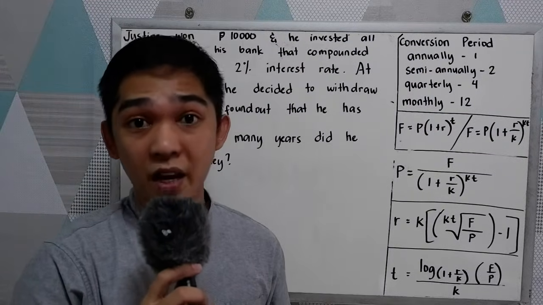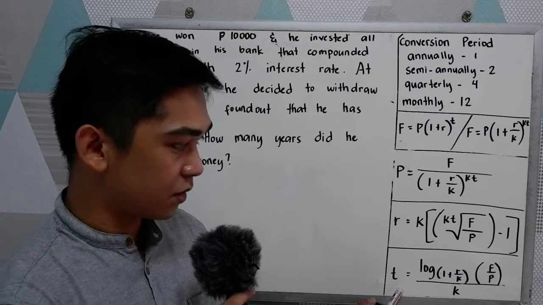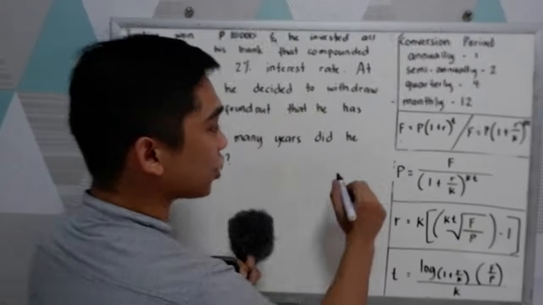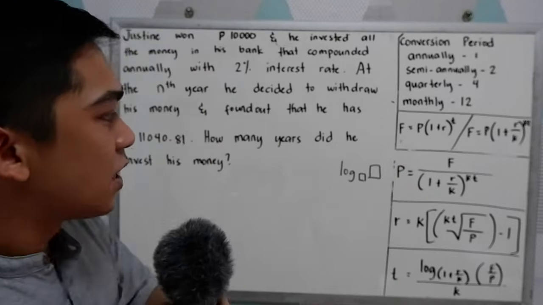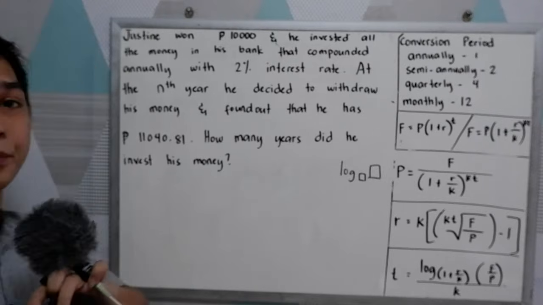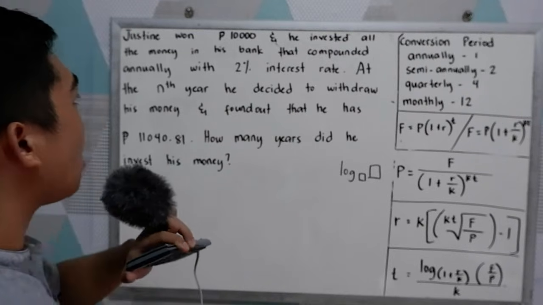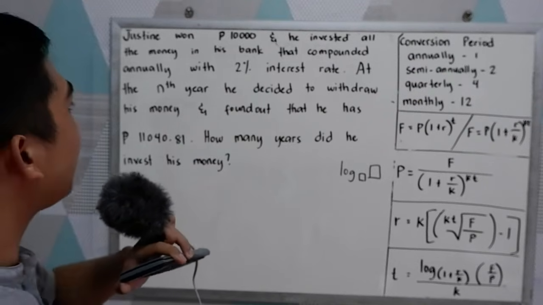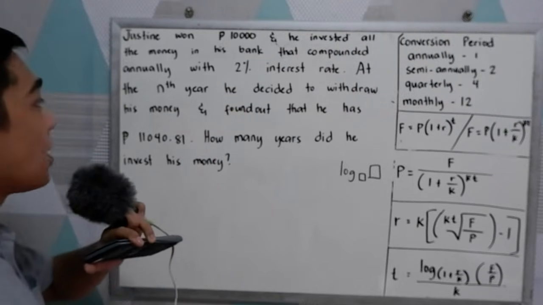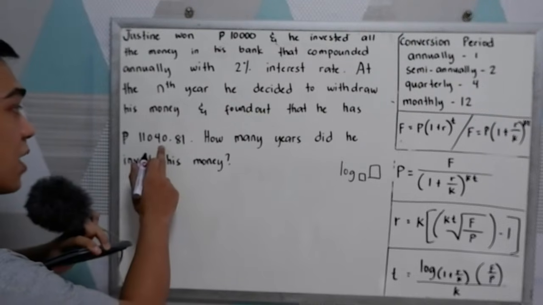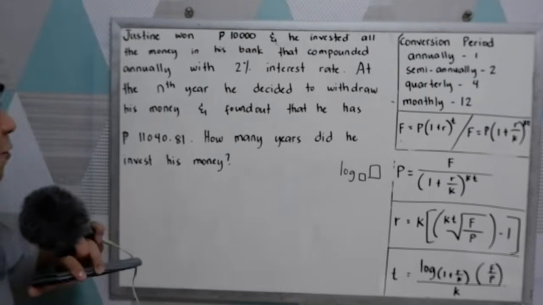And our last problem, what if the time is unknown? So you're going to use this formula for the time. In your calculator, just find the function log, then this function. Okay. Now let us apply that formula. We have this problem. Justin won 10,000 pesos and he invested all the money in his bank, compounded annually with a 2% interest rate. At the end of the year, he decided to withdraw all his money and found out that he has 11,040.81 pesos. How many years did he invest his money?